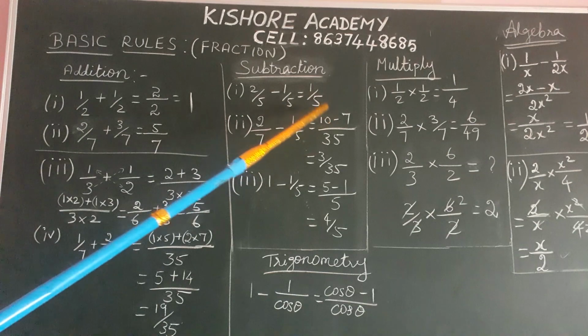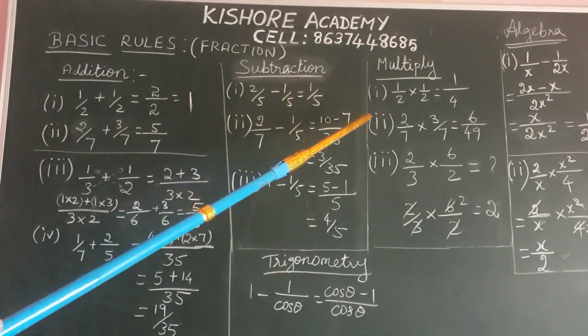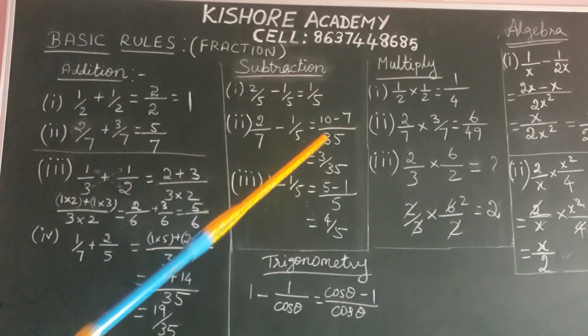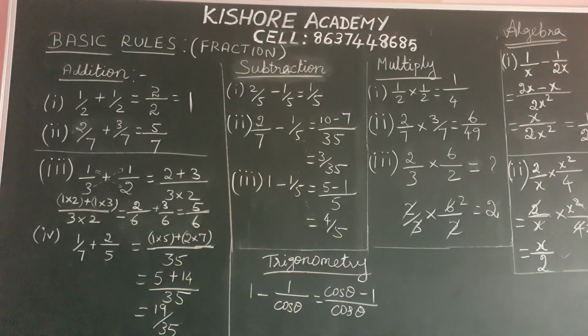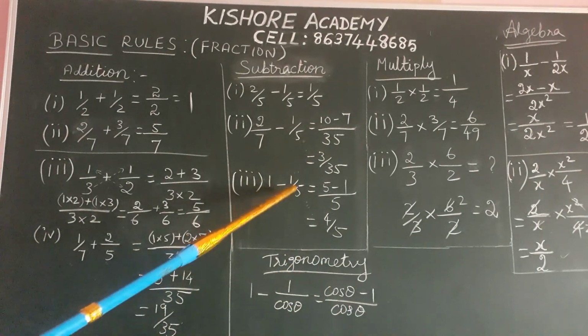2 into 5 is equal to 10 and 1 into 7 is equal to 7. So 10 minus 7, 3 by 35. So this is the answer. And here another example, 1 minus 1 by 5.